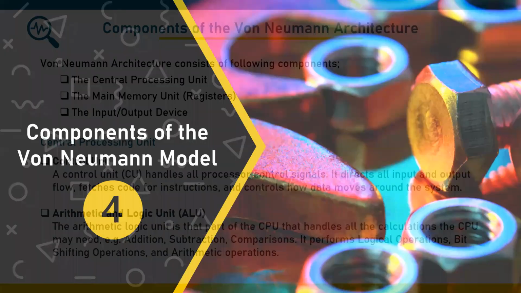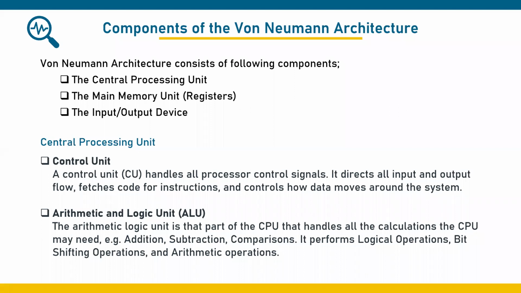There are three main components consisting the von Neumann architecture. First one is the central processing unit. Second one is the main memory units, and the third one is the input-output devices. First we see what is the central processing unit. It has two components. First one is the control unit. A control unit handles all processor control signals. It detects all input and output flow, sets code for instruction, and controls how data moves around the system.